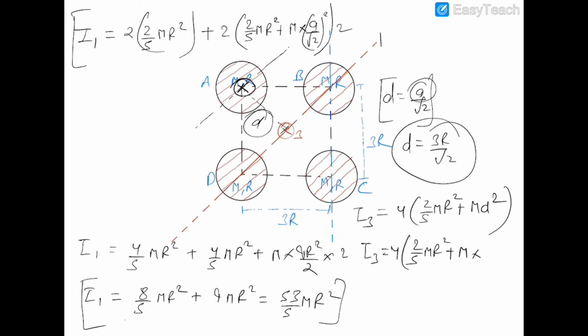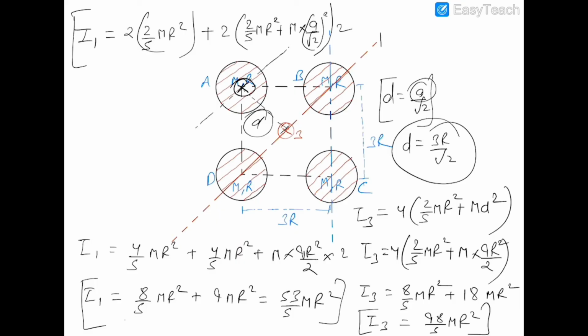So a is equal to 3r, and this distance d is equal to 3r by root 2. So d square is 9r square by 2. So I3 is equal to 8 by 5 mr square plus 18 mr square. Okay, so 8 by 5 mr square plus 18 mr square will be equal to 98 by 5 mr square. So this is the moment of inertia of this system about the axis 3.